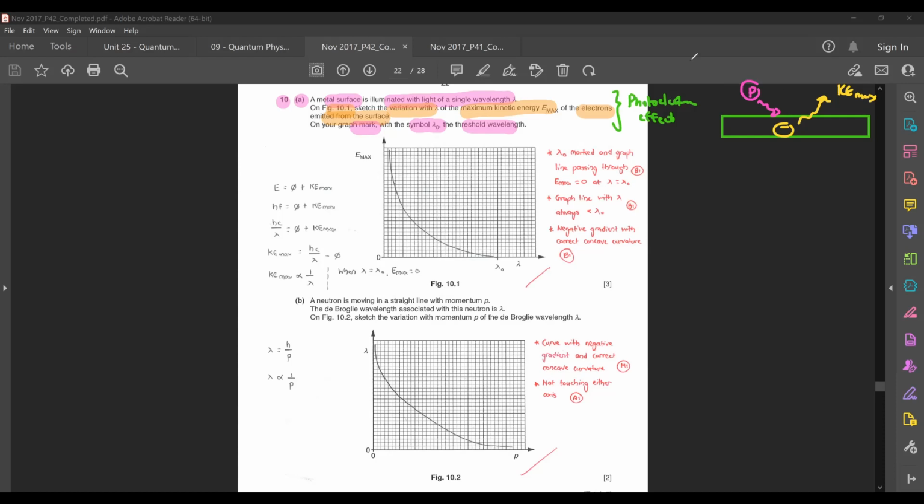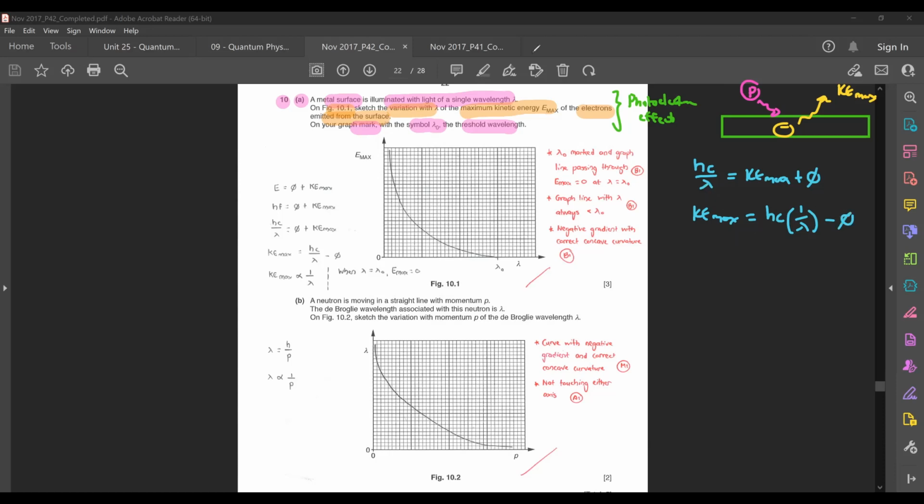The one you are very used to, when using the photoelectric equation, is hc over lambda equals KE max plus phi, the work function, such that KE max equals hc times 1 over lambda minus phi.